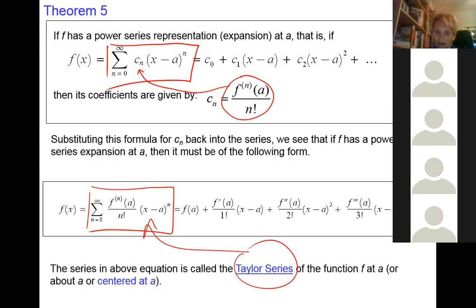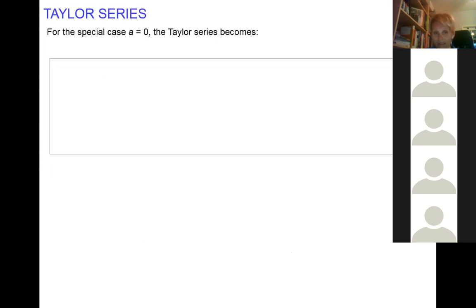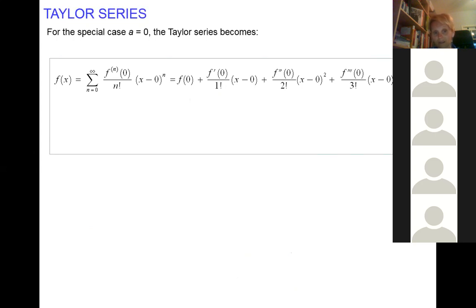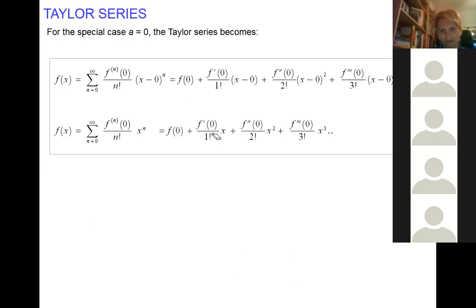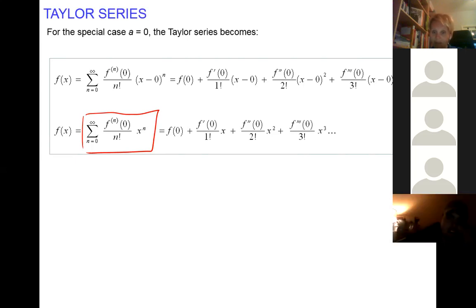But we also have a special case of the Taylor series, and the special case is when the center is 0. When the center is 0, of course, I can substitute 0, but we don't really write x minus 0, it's just simply x. This is also a Taylor series, but centered at 0. And we also have a slightly different name for this special case of the Taylor series.